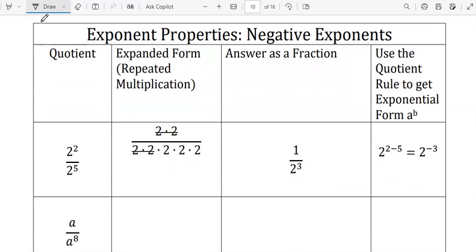Exponent properties, negative exponents. So if we look at this example, we have 2 to the 2nd power over 2 to the 5th power. Expand them, cancel out the like factors. Everything cancels out at the top. Remember, when you divide or multiply and everything cancels, it's a 1. So that's why there's a 1 in the numerator. And then there's 3 2's left in the denominator. You could also rewrite this 2 to the negative 3rd power. To change the sign of the exponent, you flip the fraction.